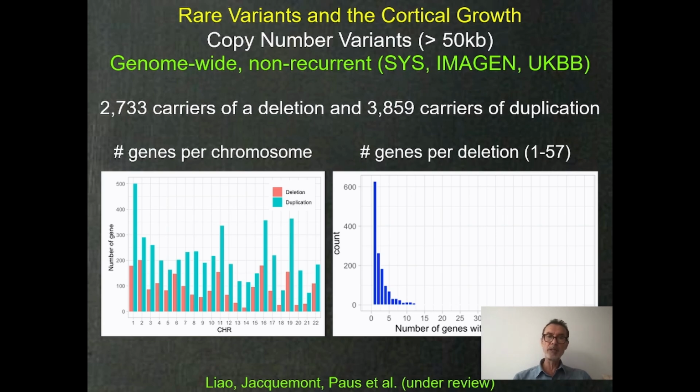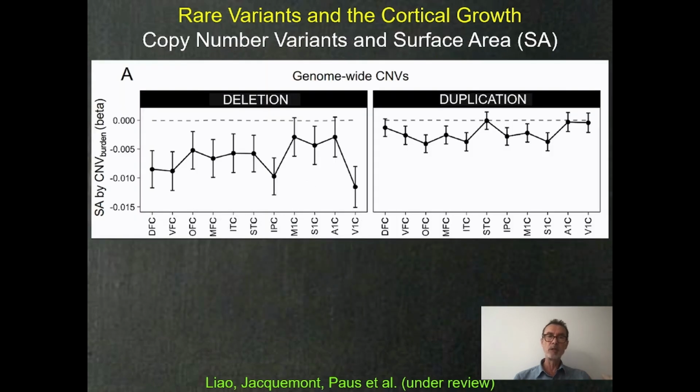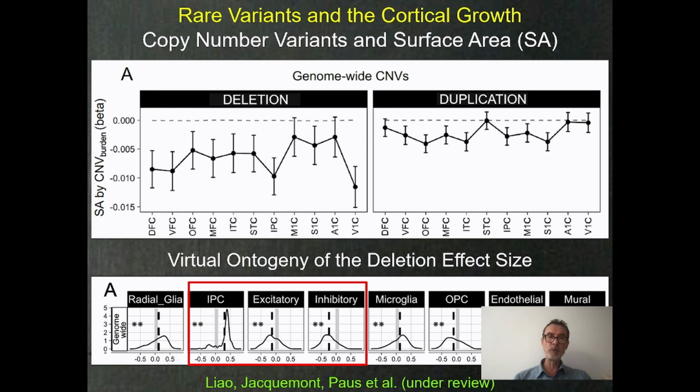And now we'll be relating this burden, the total number of deletions or duplications, with surface area across the 11 regions. And you can see that that burden of CNVs is very clearly predicting lower surface area in case of deletions, much less so for duplications. And when we do virtual histology, we again see very strongly this relationship with progenitor cells, with IPCs, but also excitatory and inhibitory, but going in the opposite direction.